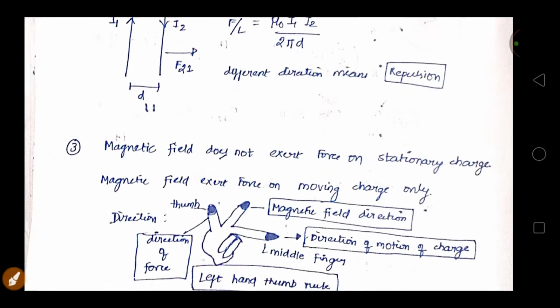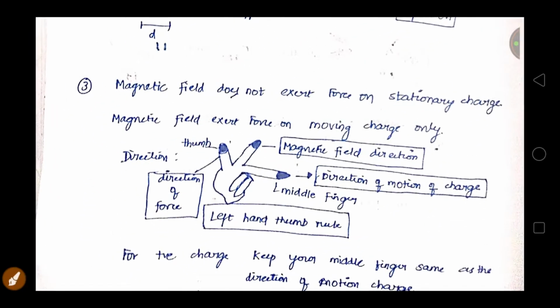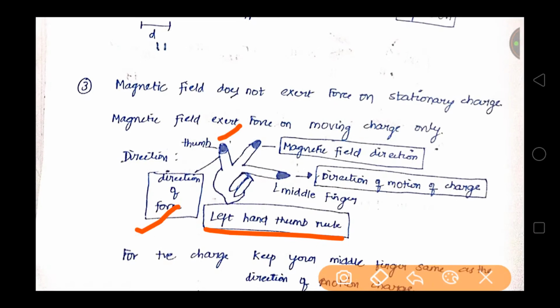This formula you should know, and you should know how to apply the left hand thumb rule. Your thumb points in the direction of force, your forefinger in the direction of magnetic field, and your middle finger in the direction of motion of charge. Keep your fingers just like this; never change the finger positions I have drawn. You can simply tilt your whole hand to get the direction. Then only you will get the correct direction.